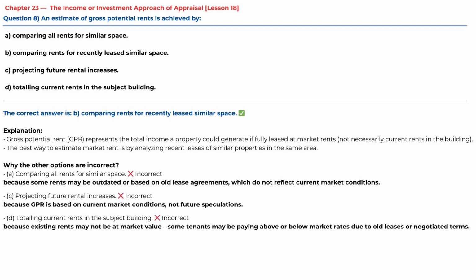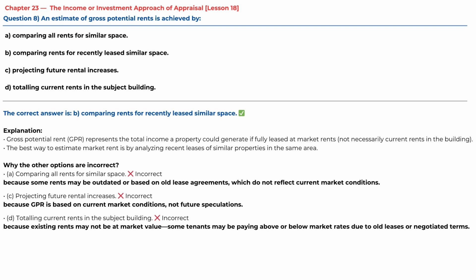Explanation. Gross potential rent, GPR, represents the total income a property could generate if fully leased at market rents, not necessarily current rents in the building. The best way to estimate market rent is by analyzing recent leases of similar properties in the same area. Why are the other options incorrect? A. Comparing all rents for similar space. Incorrect, because some rents may be outdated or based on old lease agreements, which do not reflect current market conditions.